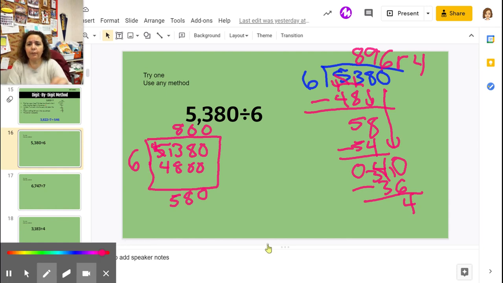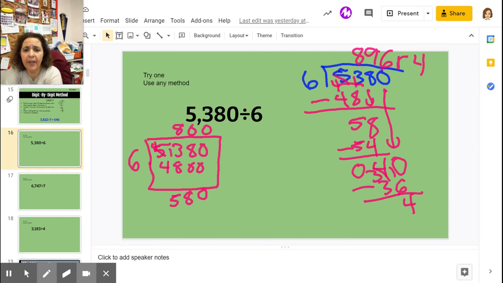Okay, so I did my first box. I did my 5,380 divided by 6. 6 times what is going to be close to 53? 6 times 8 is 48, right? And then I have 2 more numbers, so I need to add 2 zeros, so that gives me my 800. Then I subtracted. 0. 8 take away 0 is 8. 3 take away 8 I can't do, I borrowed, 13 take away 8 is 5, so I have 580.